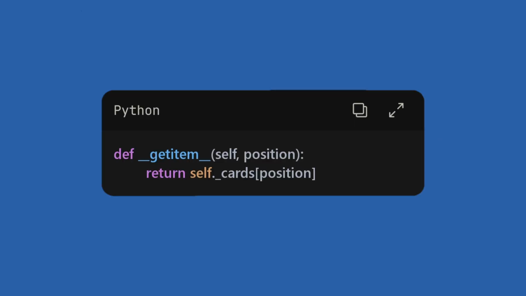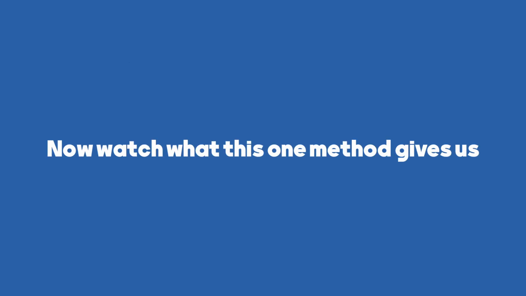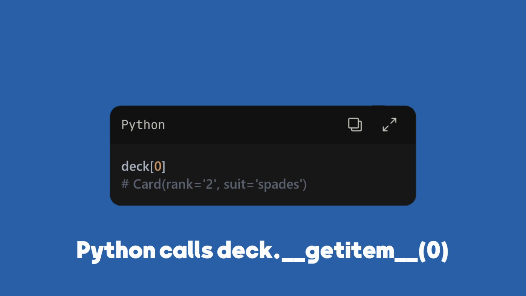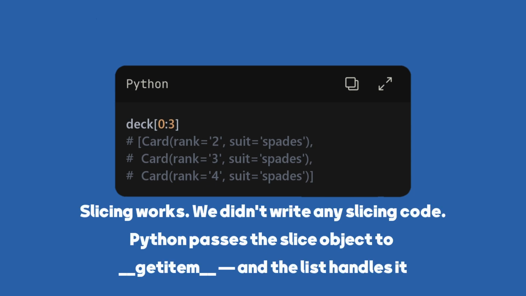__getitem__ takes a position and returns the card at that position. We delegate to self._cards[position]. The list handles the rest. Now watch what this one method gives us. deck[0], the first card. Python calls deck.__getitem__(0). deck[:3], the first 3 cards. Slicing works.